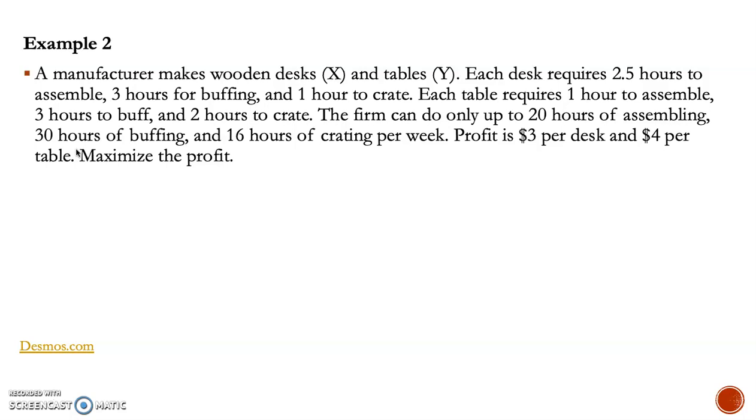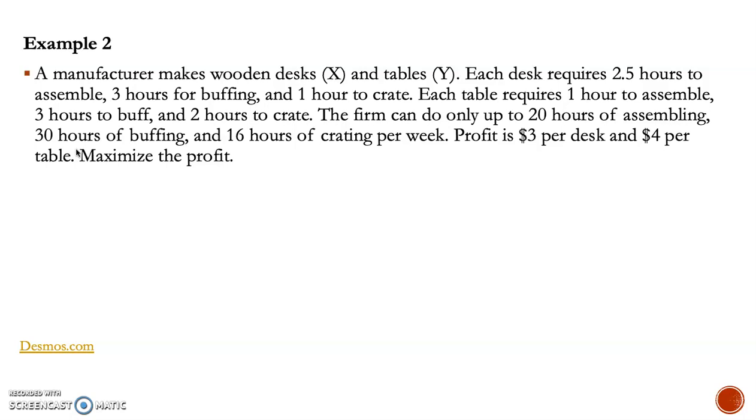All right, let's look at example 2. A manufacturer makes wooden desks, and we'll call the number of desks x and tables y. Each desk requires 2.5 hours to assemble, 3 hours for buffing, and 1 hour to crate. Each table requires 1 hour to assemble, 3 hours to buff, and 2 hours to crate. The firm can do only up to 20 hours of assembling, 30 hours of buffing, and 16 hours of crating per week. Profit is $3 per desk and $4 per table.